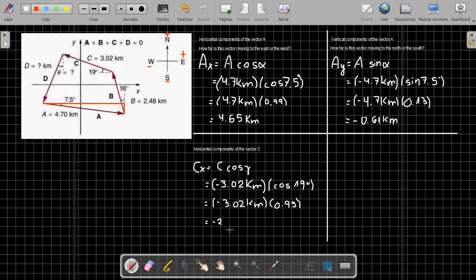What is the meaning of this? That the farmer this time is 2.87 kilometers farther west than he previously was.